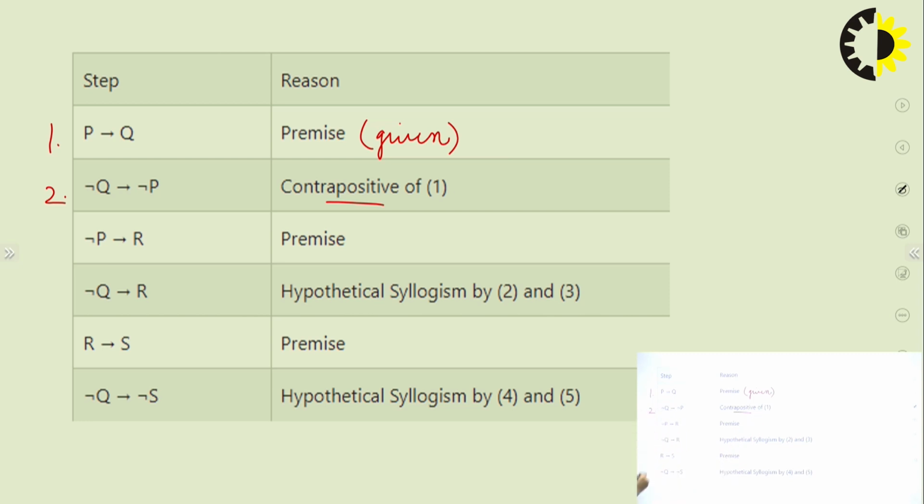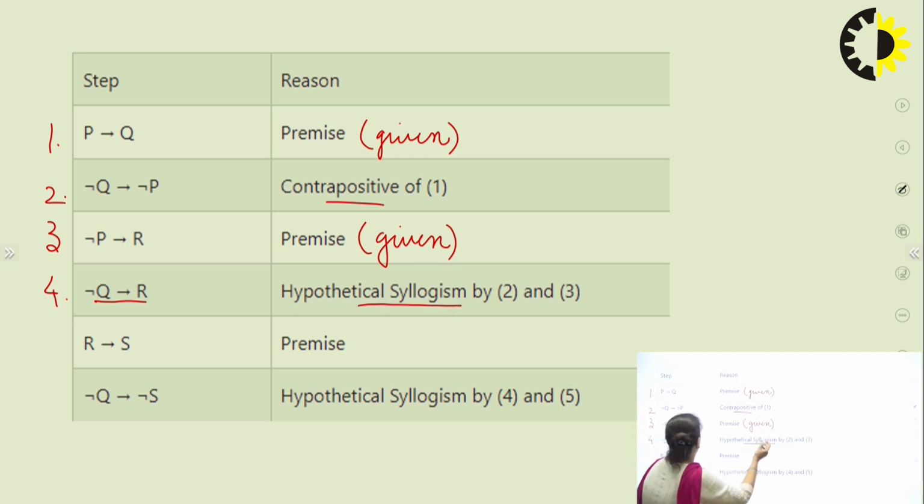Now, the third step, not P implies R. This is already a given premise in the question. Now I know not Q implies not P, which I have already established, and then not P implies R. If I apply hypothetical syllogism on these two, steps 2 and 3, what can I say? Not Q implies R. So I have written not Q implies R as the fourth step, by applying hypothetical syllogism on second and third.